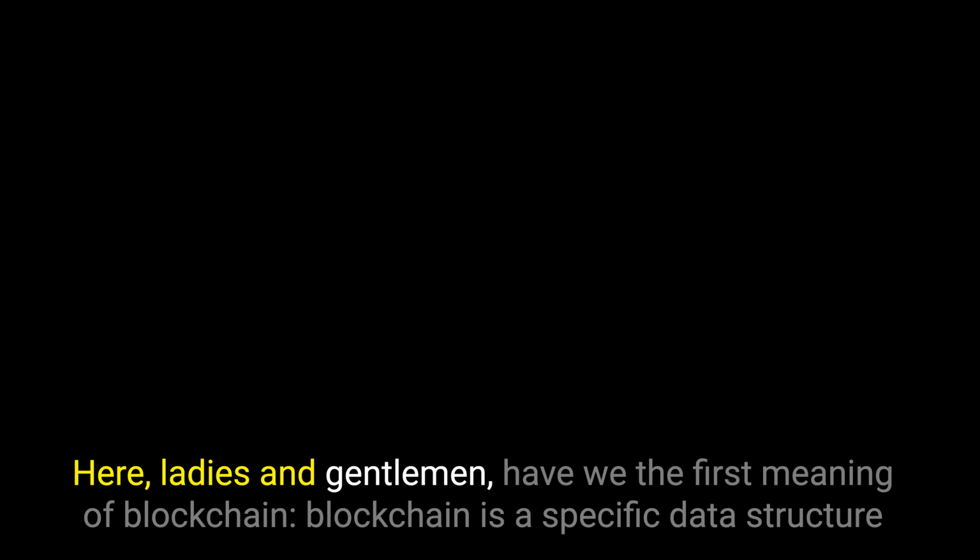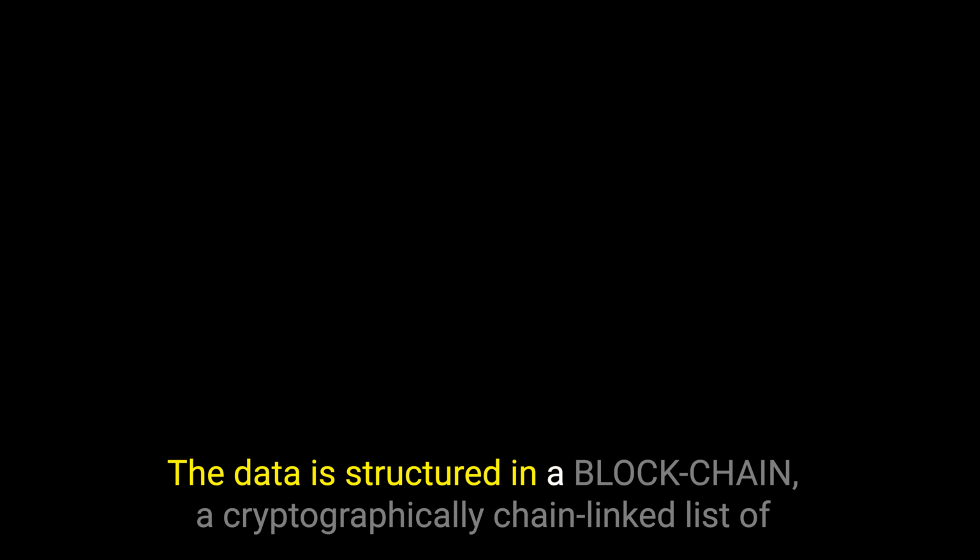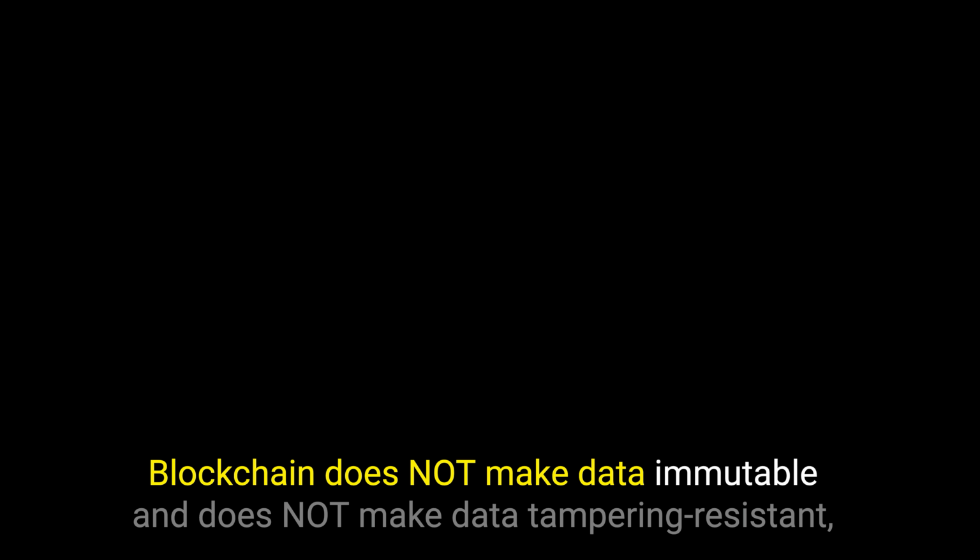Here, ladies and gentlemen, we have the first meaning of blockchain. Blockchain is a specific data structure that enables efficient checking of data integrity. The data is structured in a blockchain, a cryptographically chain-linked list of transactions recorded on page blocks. Blockchain does not make data immutable and does not make data tampering resistant, just tampering obvious, i.e. change sensitive.